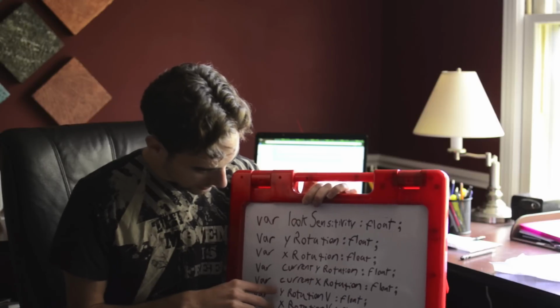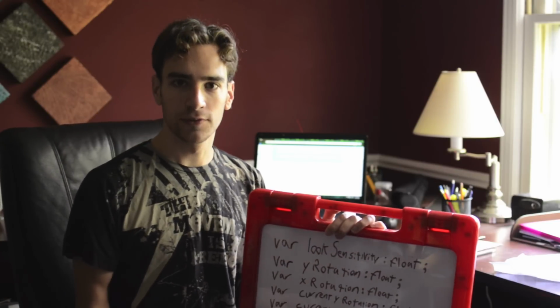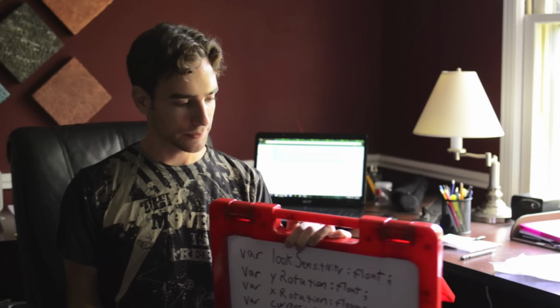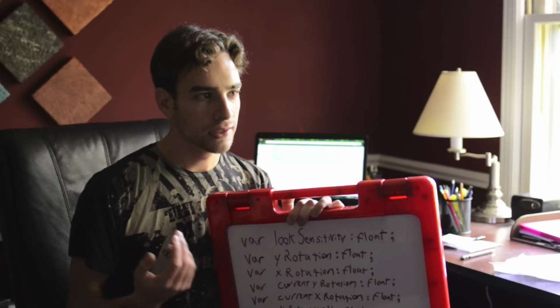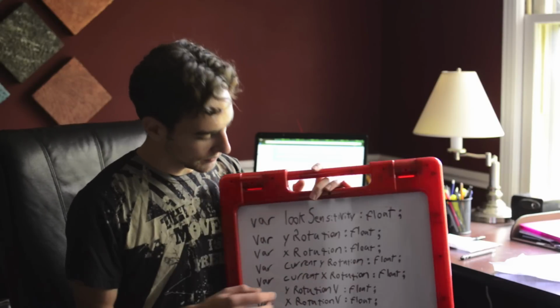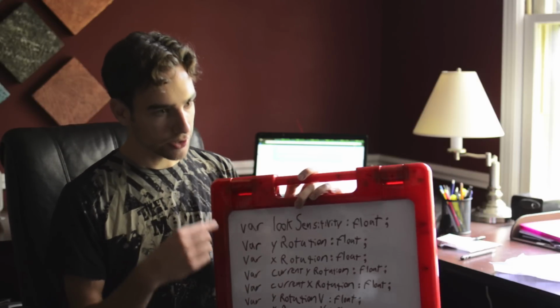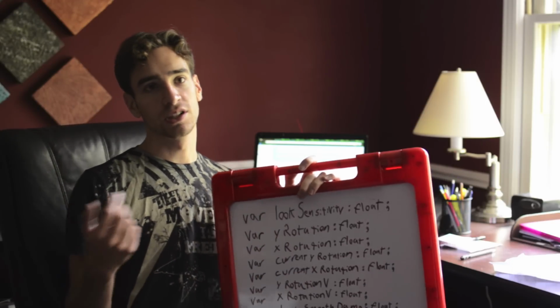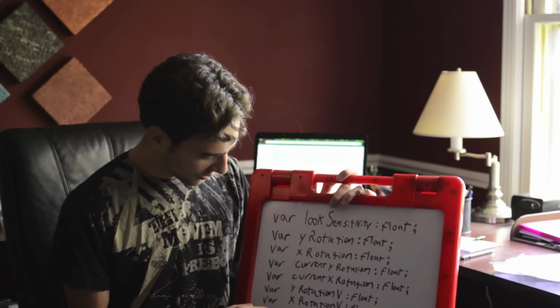Next we have Y rotation V and X rotation V, and the V stands for velocity. The smooth damp function requires you to have a saved velocity variable. So we don't actually have to mess with this variable too much. We just need to declare the variable and plug it into the function, and smooth damp will do the rest for us. So that's what those two are for.